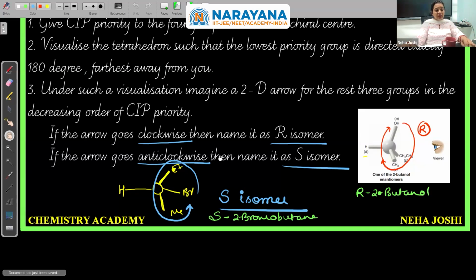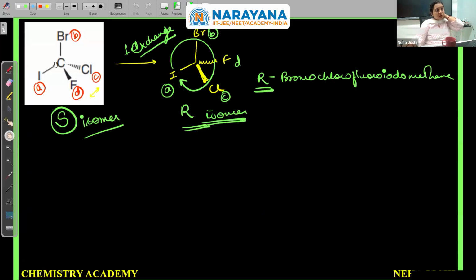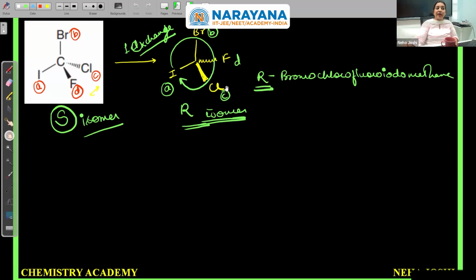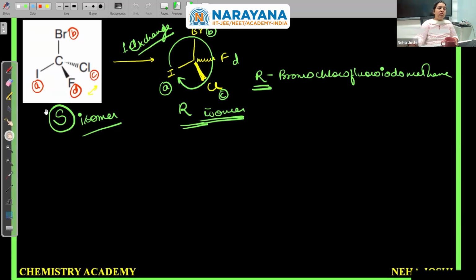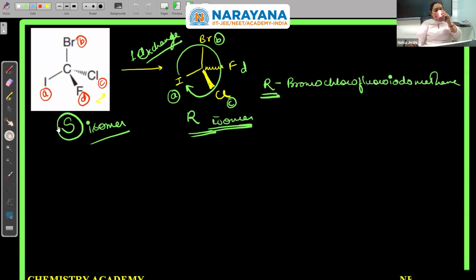Absolutely clear? Now this is the perfect method. See, for this, even if you see the lowest priority, A, B, C, D, D is the lowest priority. So what you do, you put it on dash. You visualize such that it goes on dash. That is one choice. Or you simply exchange D and C. I have done one exchange, an odd number of exchanges. And then I will do a 2-dimensional arrow for the rest 3 groups. I'm getting R answer. But this was after one exchange. So I will report the original structure as S isomer.